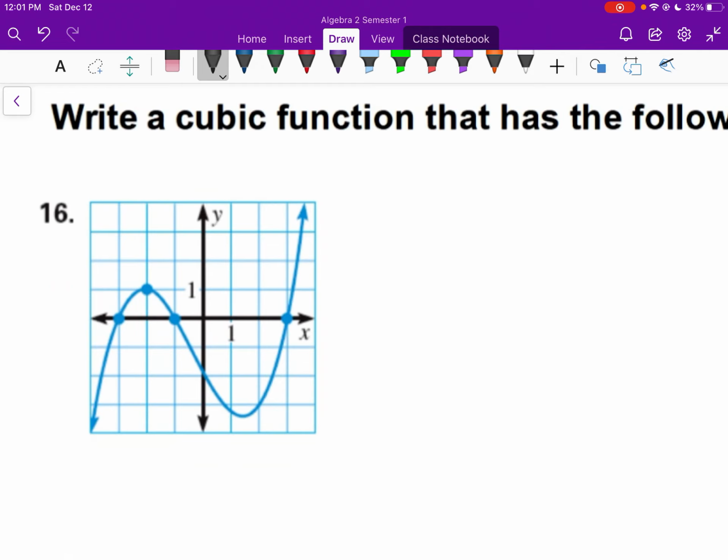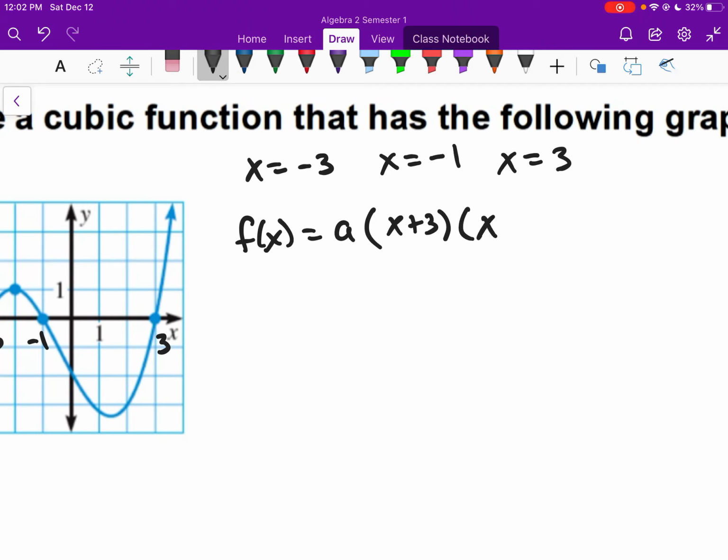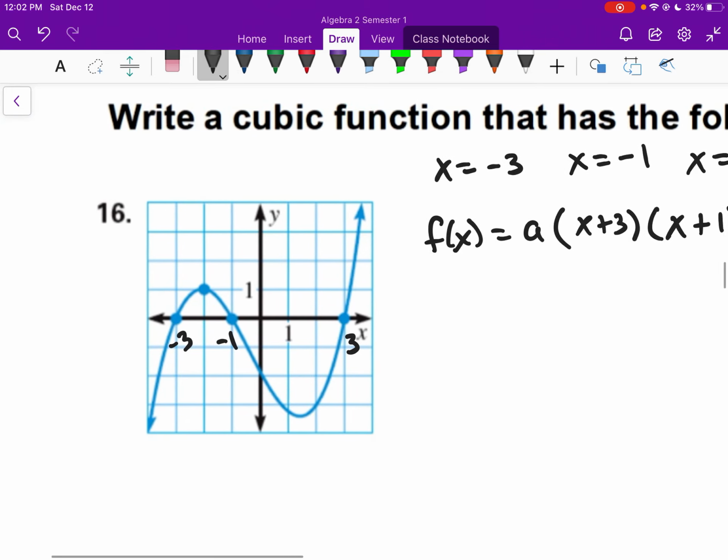So what we need to do is figure out those zeros. So this is -1, -3, and then looks like we got 3. So those are the 3 zeros we have. Using those zeros, let's write them as factors, and it's always a times those factors. x minus -3, that will be x plus 3. x minus -1, that will be x plus 1. And then finally x minus 3. So we're getting those factors from our 3 zeros.